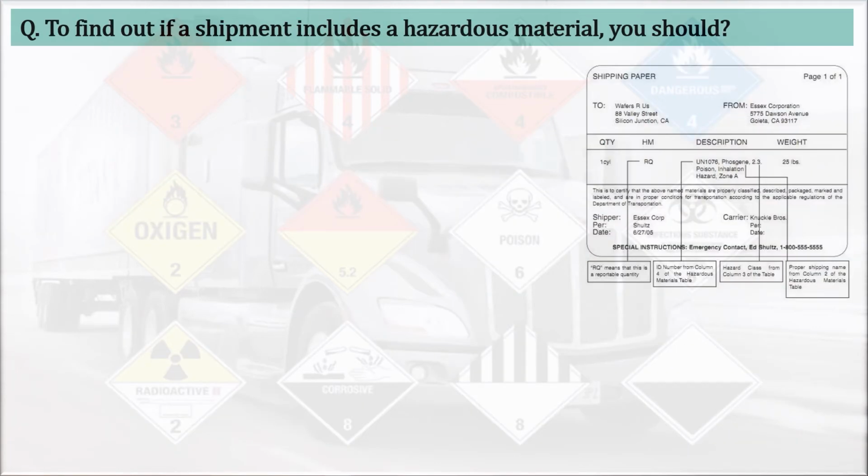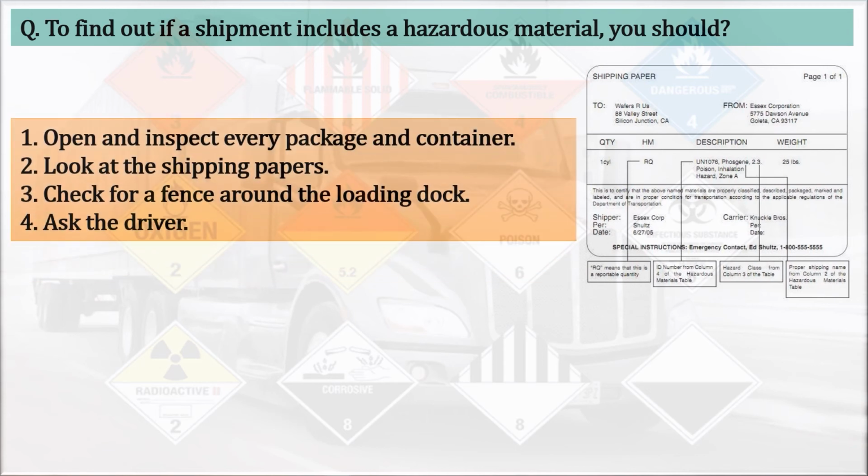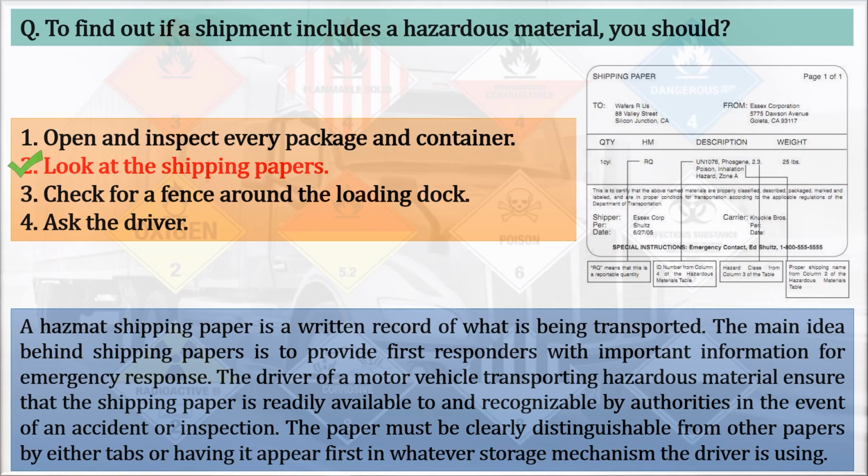Question: to find out if a shipment includes a hazardous material, you should? Option number 1, open and inspect every package and container. Option number 2, look at the shipping papers. Option number 3, check for a fence around the loading dock. Option number 4, ask the driver. The answer is option number 2, look at the shipping papers.